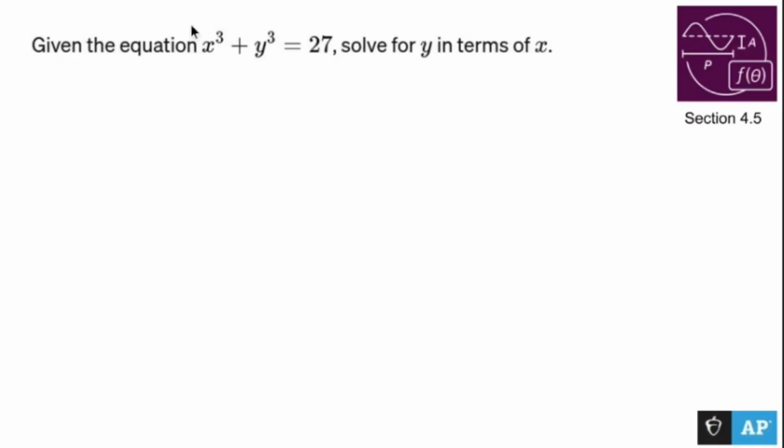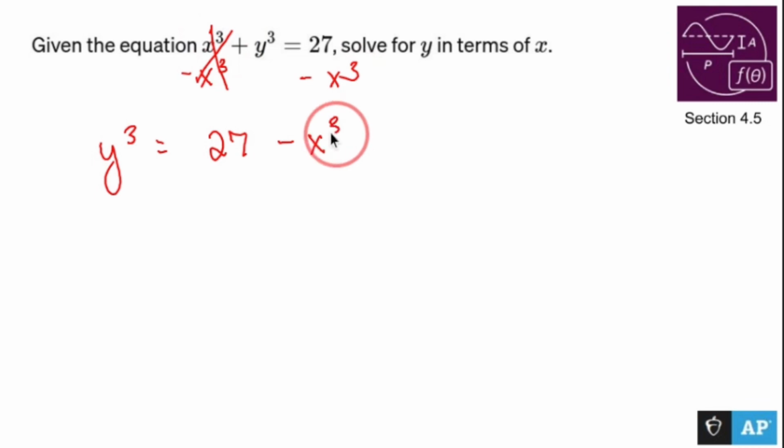Given the equation x cubed plus y cubed equals 27, solve for y in terms of x. So I have to get y all by itself. The first thing I'm going to do is subtract x cubed from both sides. Cross out x cubed. y cubed now equals 27 minus x cubed.